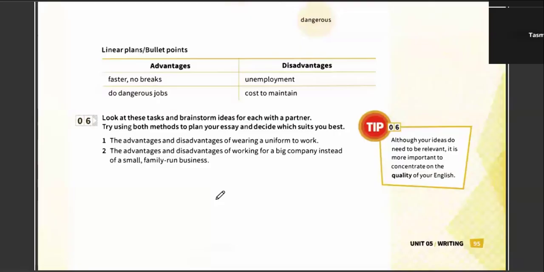You don't need many points, just four for each will do. Four for advantages and four for disadvantages. Okay.